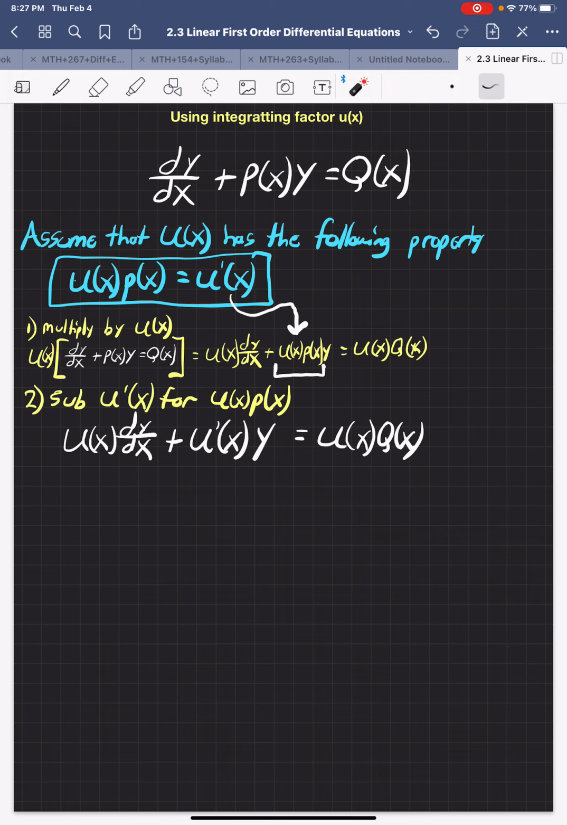All right, stop. Take a look at this. What does that look like? U times dy dx plus u prime times y. Well, if this is messing you up, what if I just wrote it like this? U times y prime plus u prime times y. Now, what does that look like? Just say it out loud. It's the product rule, literally, right? Look at that. This is literally the product rule.